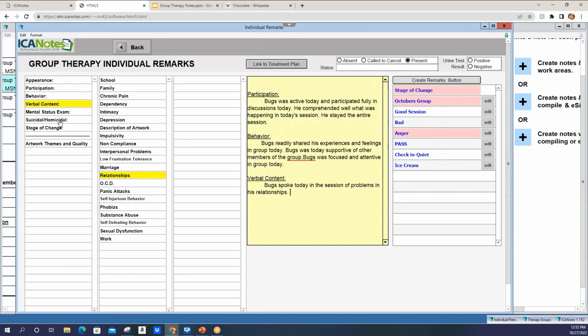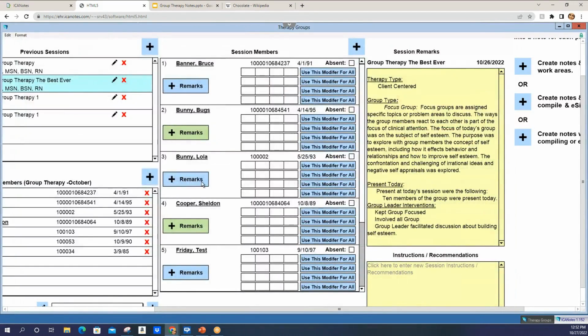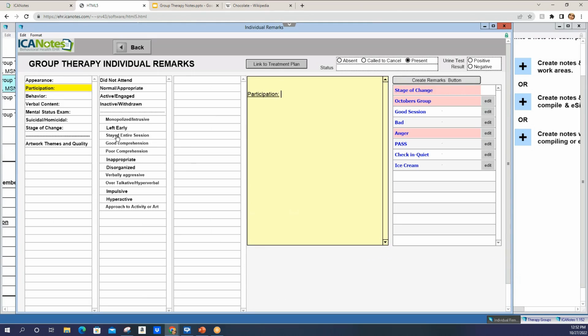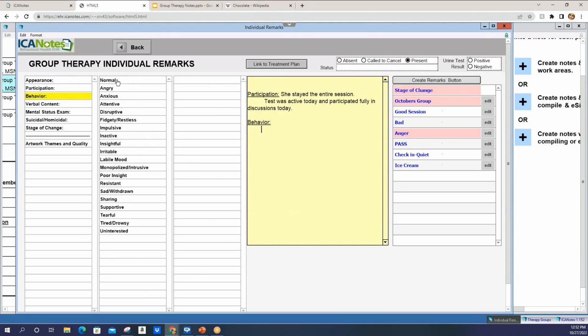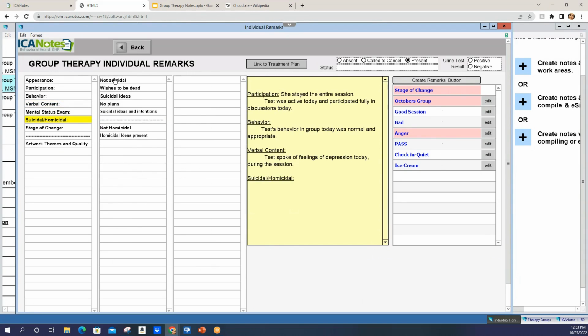And so we could say if he was not suicidal, not homicidal today, and he convincingly denied homicidal ideation, and we could link that treatment plan in. So really quickly, if you're doing this really quickly, I can go through and say Test Friday had a good day. Again, they stayed the entire session, they were active and engaged, and their behavior was normal during group. So it was appropriate, and their verbal content was maybe on some depression that's going on. And then again, not suicidal.